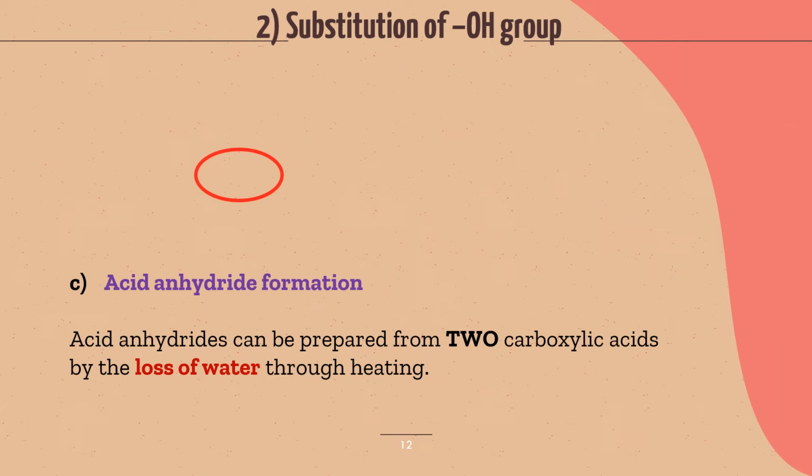The next substitution reaction will be acid anhydride formation. So this acid anhydride can be produced or prepared by reacting two carboxylic acids. So there will be loss of water during this reaction, dan this reaction mesti berlaku dalam keadaan panas. So kita kena panaskan this reaction condition.